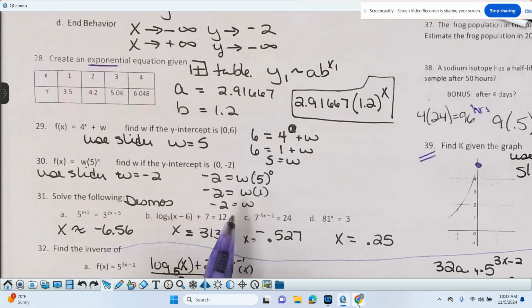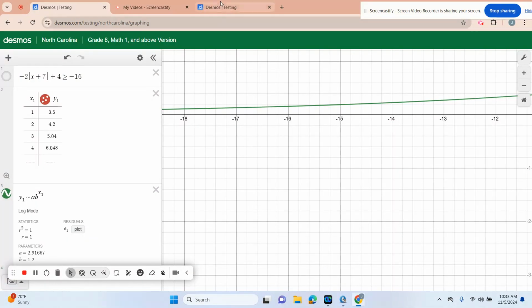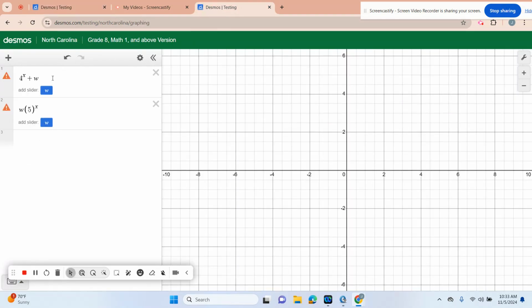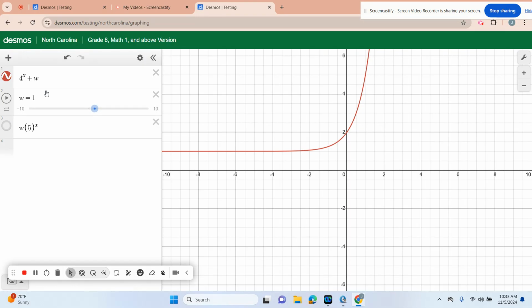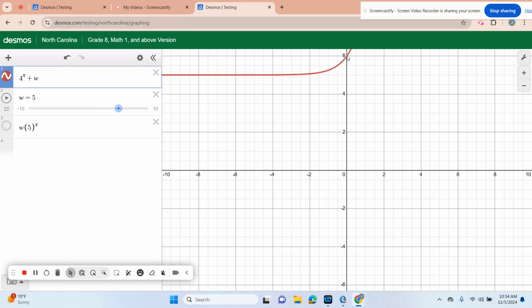But if you go back to our Desmos, I've actually typed in that first one. If I add a slider, what I'm going to try to do is see when that will have a y-intercept. Find the w if the y-intercept is 0, 6. Okay, I need this to be up here at 6. So if I move that until I get right about there, it looks like I'm crossing at 0, 6, and I can get my number right there.